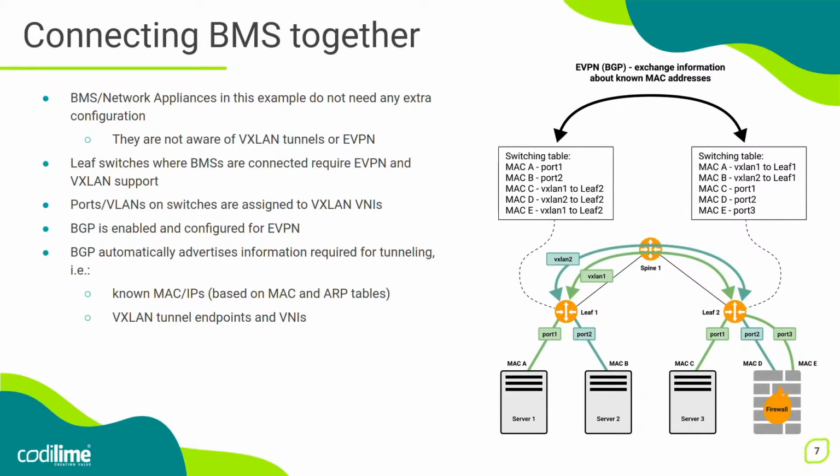So for the MAC address learning, we've got server 3, and let's assume that it needs to send traffic to the firewall on the interface with MAC-E. So it will create a new Ethernet frame with source MAC address C and destination MAC address E. This frame will be forwarded to the Leaf2 interface, and it will arrive on port 1.